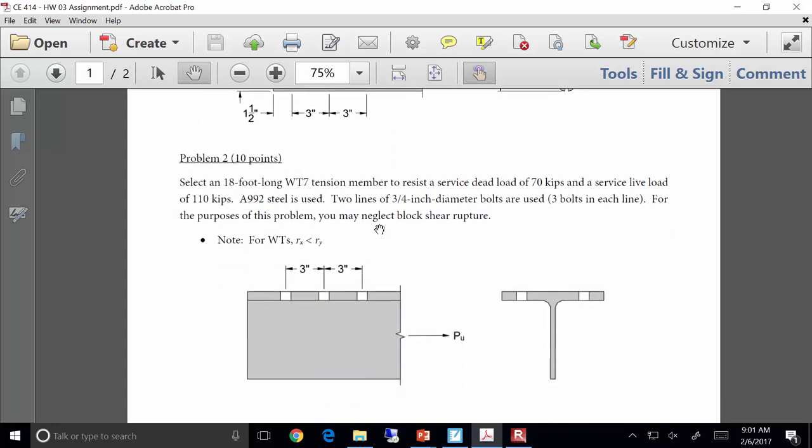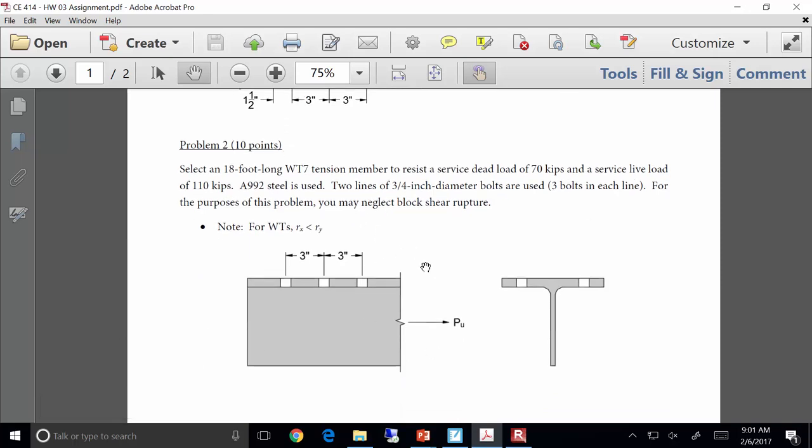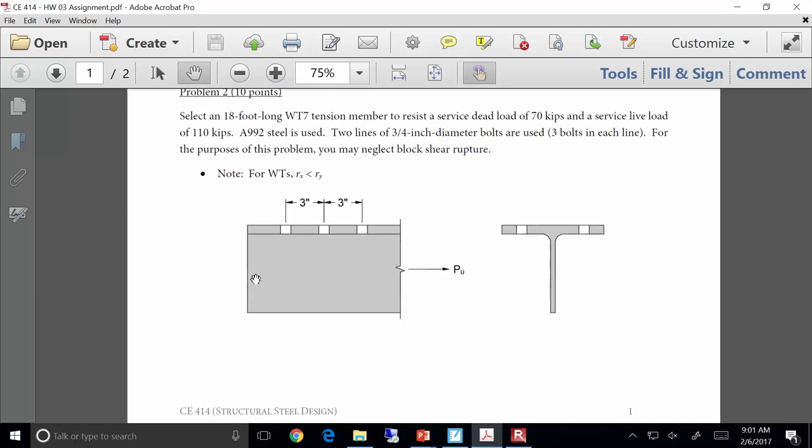Problem two is a design. You're designing a WT shape, specifically a WT7. You've got all the connection parameters right here. You are going to design off of slenderness, and I did give you a little note that if you're just looking at a WT, the rx is actually a little smaller. That's not the same for a W section. It's backwards, so I wanted you all to be aware of that.